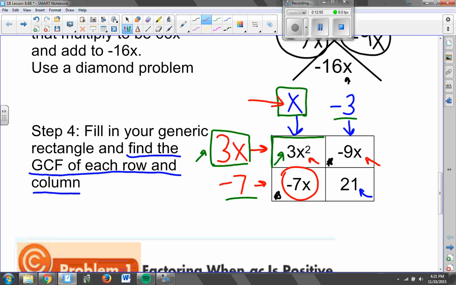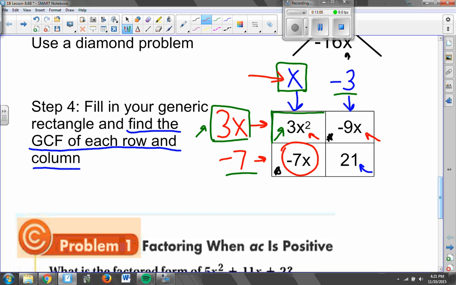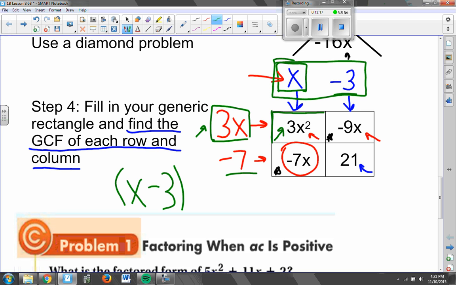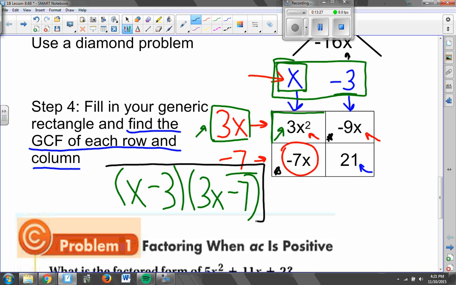Once I have finished pulling out my greatest common factors, I am essentially done factoring that quadratic. I just have to piece this all together. If I look across the top, I have x and a negative 3. I'm going to put those together to be x minus 3. And if I look down the side, I have a 3x and a negative 7, so I'll put those together as well. And there is my factored form.